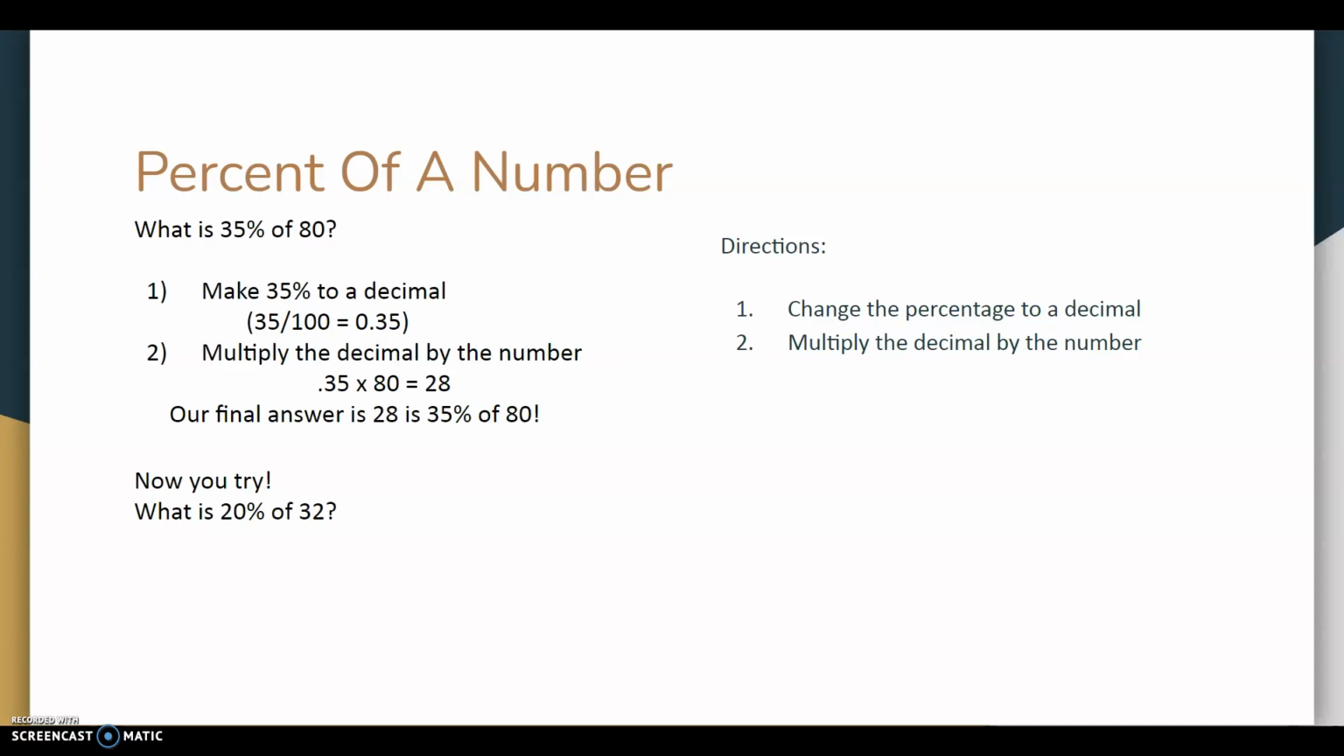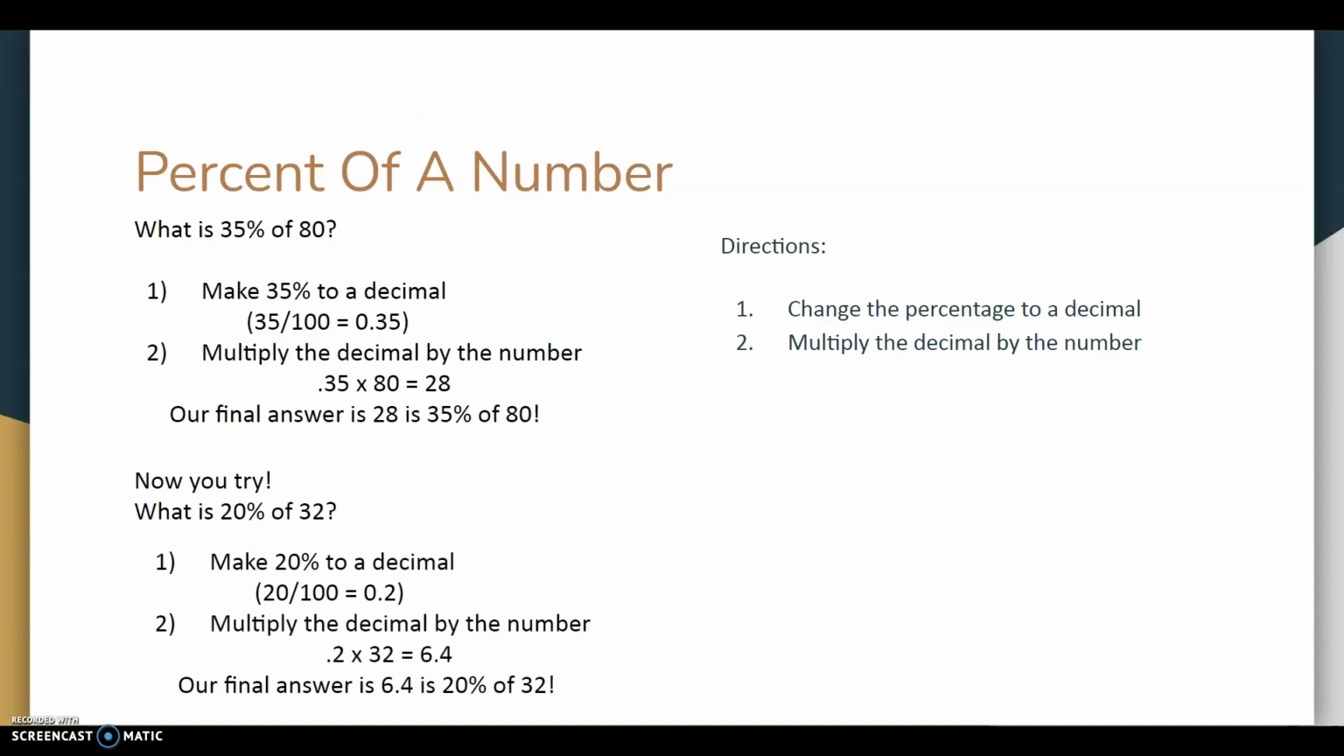Now you try. What is 20% of 32? First, you make 20% to a decimal, which is 20 over 100, which is 0.2. Then, we multiply the decimal by the number. So 0.2 times 32 would give us 6.4. So our final answer is 6.4 is 20% of 32.